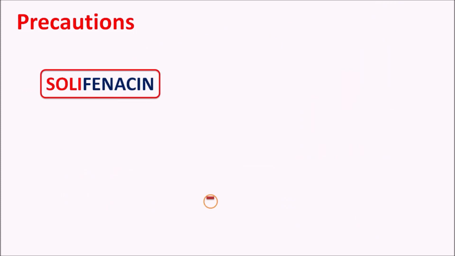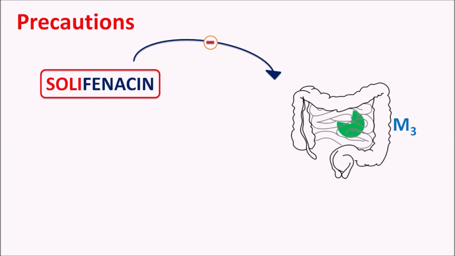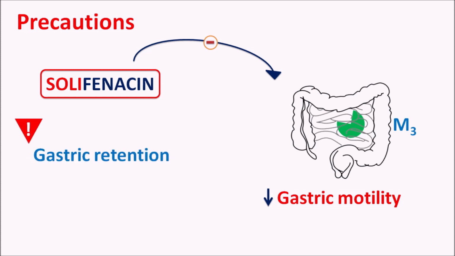Similarly, this drug can block the M3 receptors within the colon so that it can reduce the gastric motility. That's why this drug produces constipation as one of the important side effects. So this drug should be carefully given in the patients who are having any gastric retention or decreased gastric motility, because this drug can further impair the conditions by reducing the gastric motility.